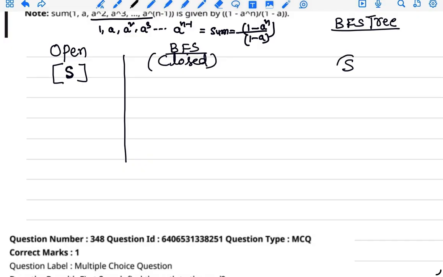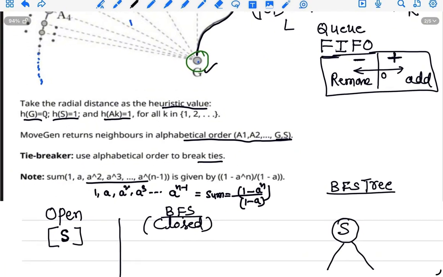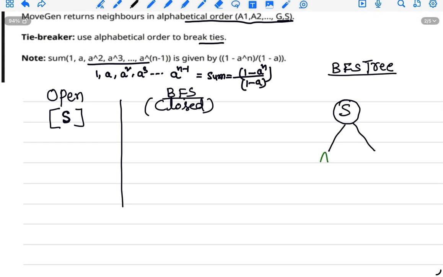If S is explored, it means circled, it is explored. Explored means write the neighbors of S. Okay, what are the neighbors of S? So S is connected to, this green one is S, connected to A1, the next node is A1, and the goal node, right? So A1 and G. Write in alphabetical order, right? A is first, so A1 is the child. So the neighbors of S are A1 and G, the goal node.